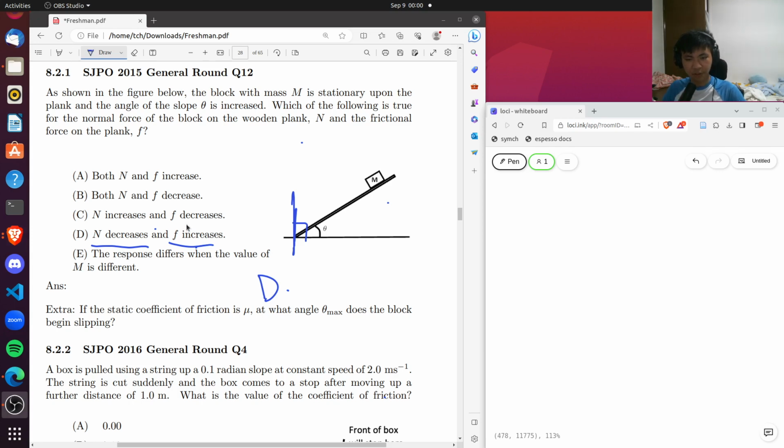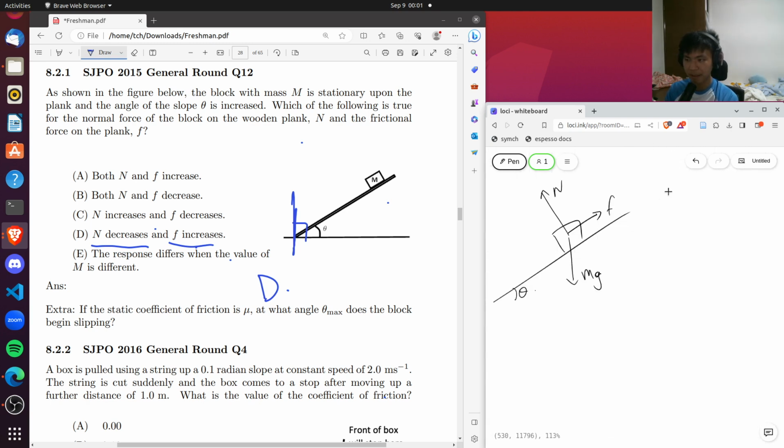Okay, so now that we've addressed the main question, I have this additional question for you, which is a very common question in fact. If the coefficient of static friction is mu, then at what angle does the block start slipping? So we have the previous setup where we have gravitational force mg, you have normal contact force, and you have friction, and the slope is at an angle of theta.